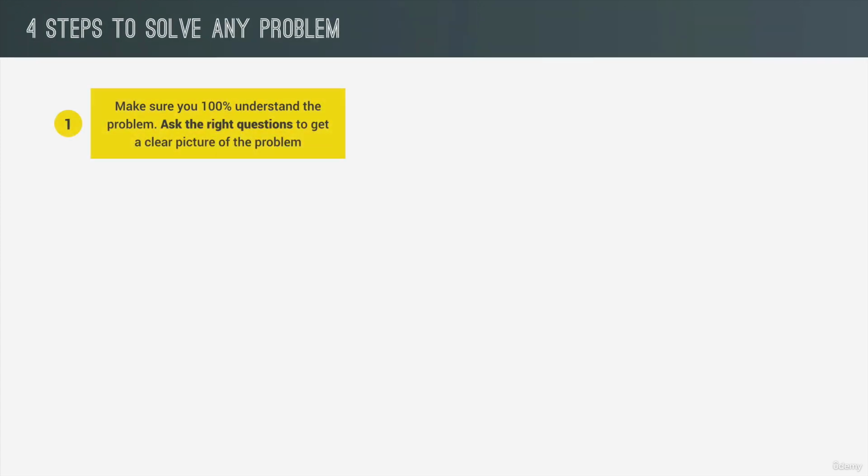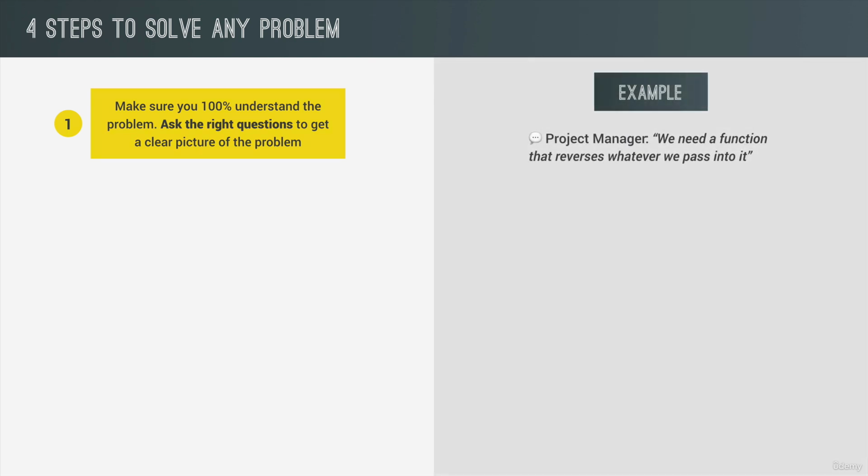And the first step of the framework is to make sure that you 100% understand the problem. Step back and take a high-level look at the big picture. And the most important part of this step is to ask the right questions in order to get a clear picture of the whole problem. And the best way of understanding this is probably to look at an example together here.